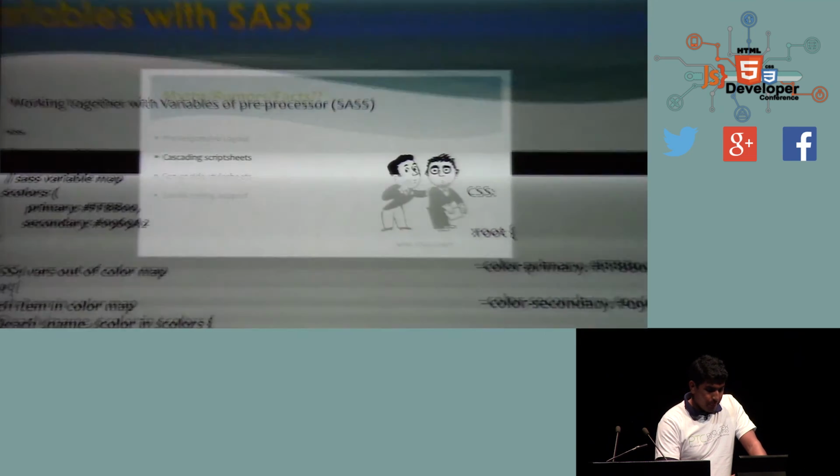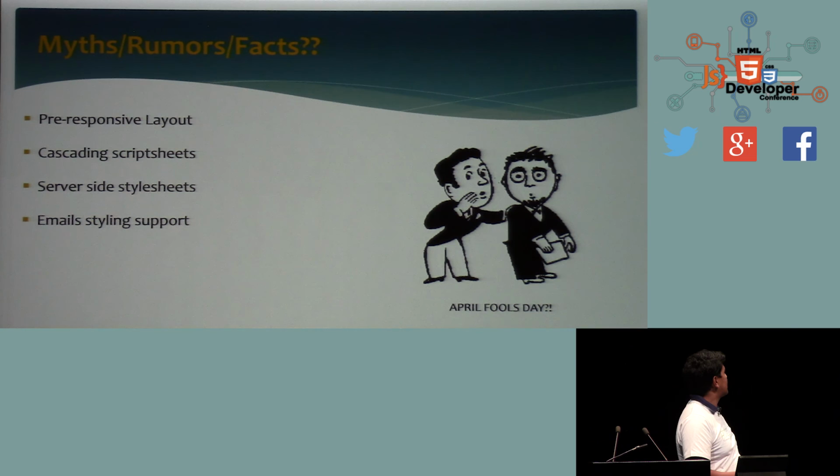And next, ironically on April 1st, these are the things that are being floated on the internet by different blogs, saying that as a part of CSS4, there's something called Preresponsive layout where images could be preloaded, and JavaScript could be written within style sheets, and you could have much more server-side styling and all that.